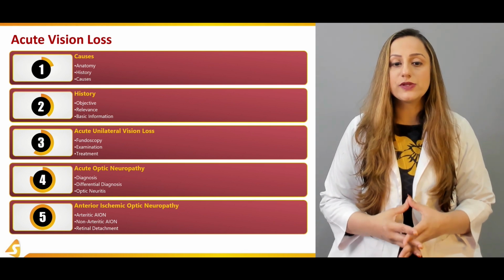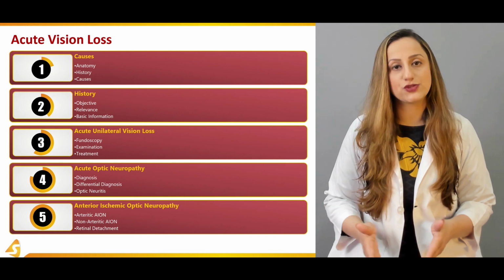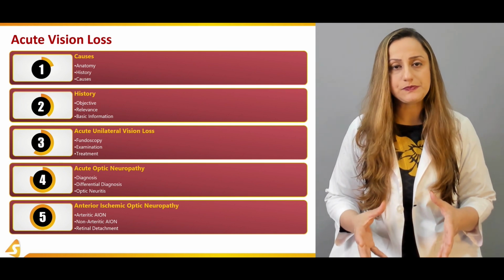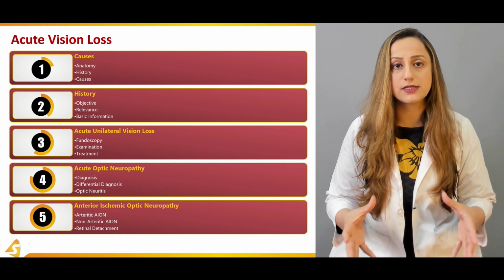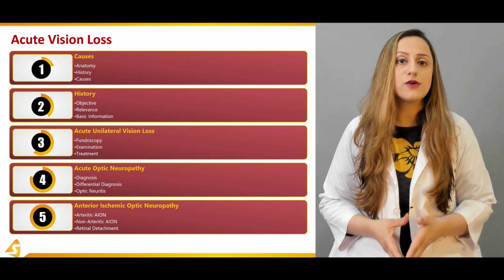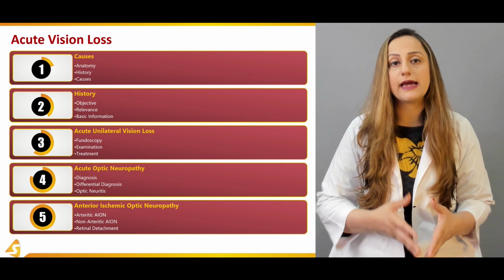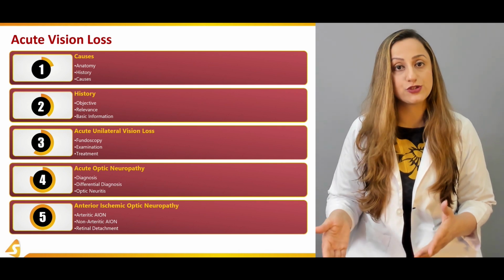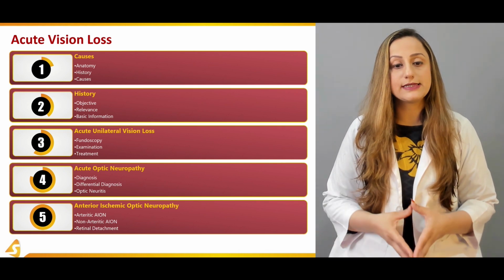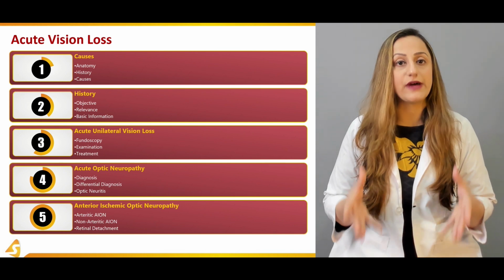In the third section, we'll be discussing acute unilateral vision loss particularly. The causative factors are going to differ when we talk about a unilateral vision loss, and it's going to differ from a bilateral vision loss. In this third section, we'll be discussing the fundoscopic findings.